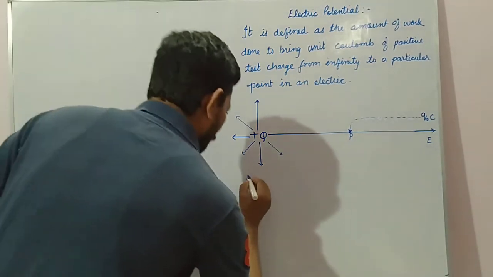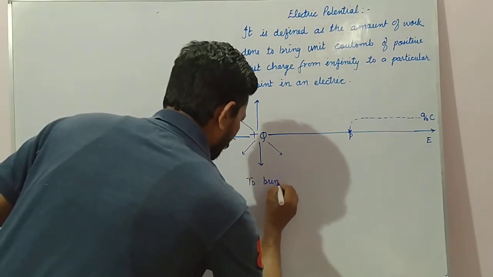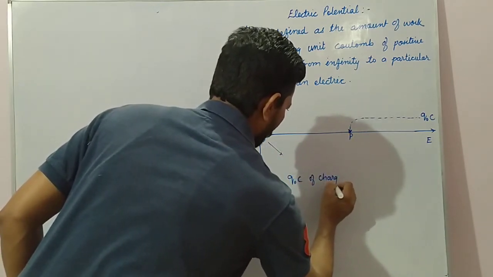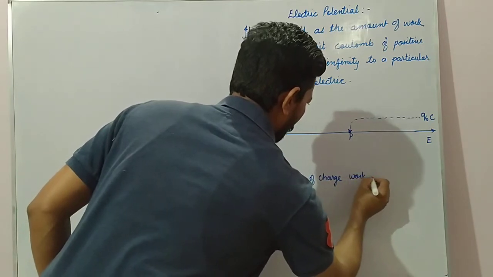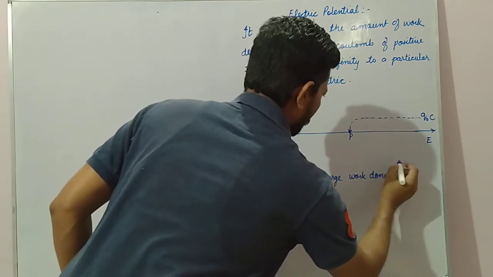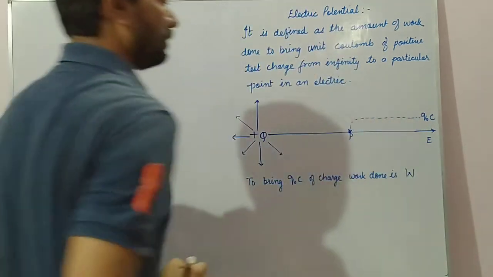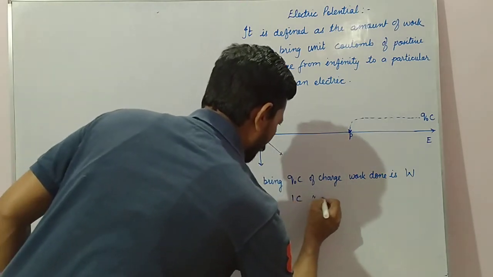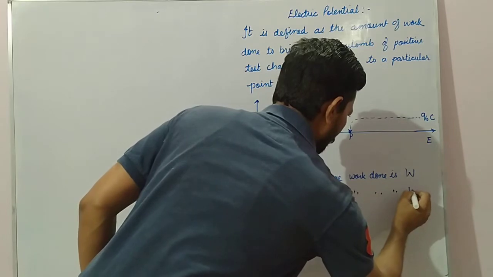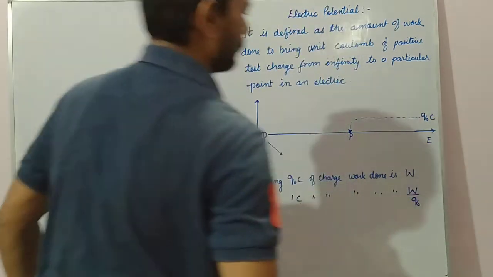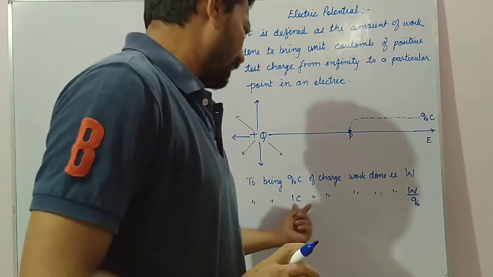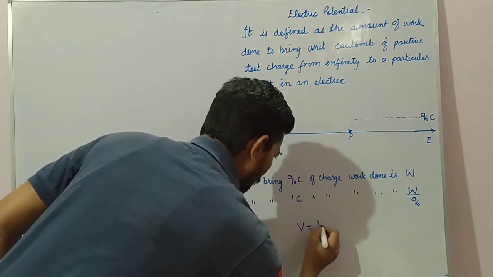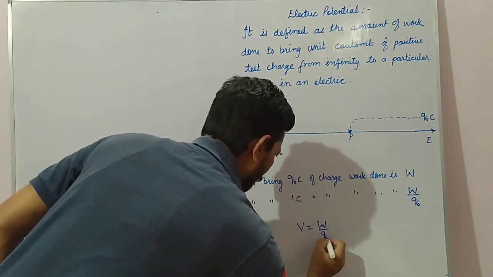Now suppose to bring Q0 coulomb of charge, work done is W joules. So to bring 1 coulomb of charge, work done is W by Q0. So the amount of work done to bring 1 coulomb of charge from infinity to a particular point, that is electric potential. So V equal to W by Q0.